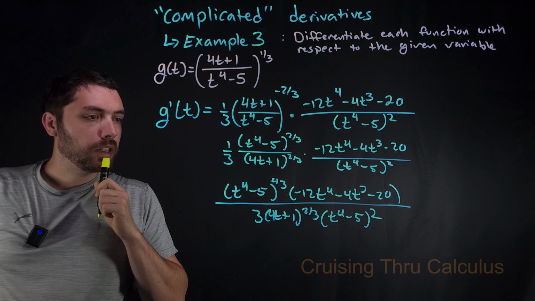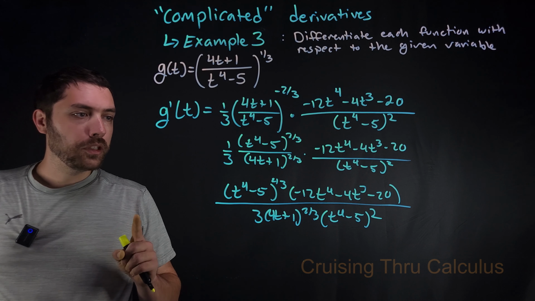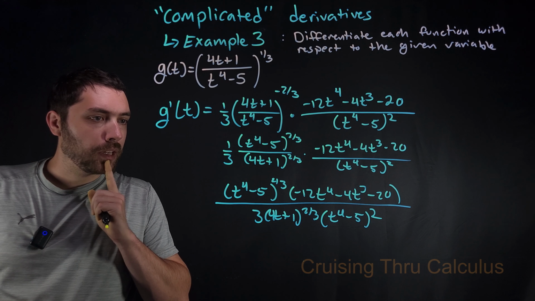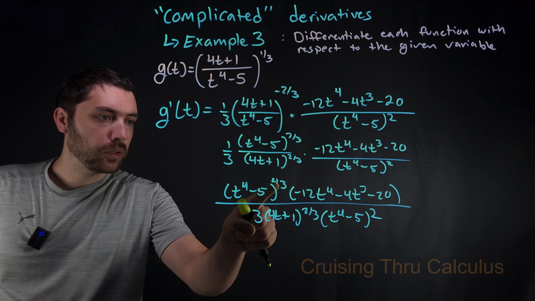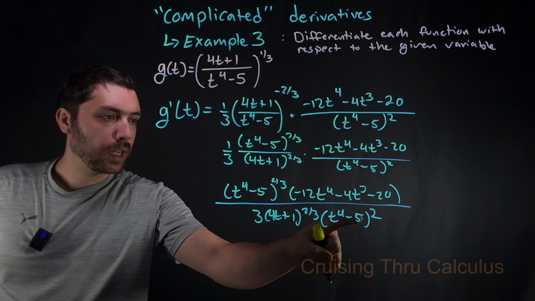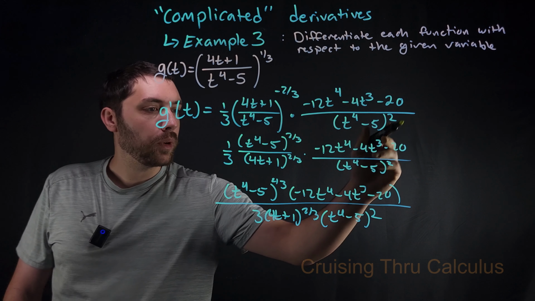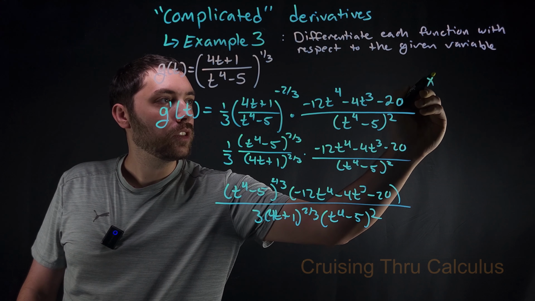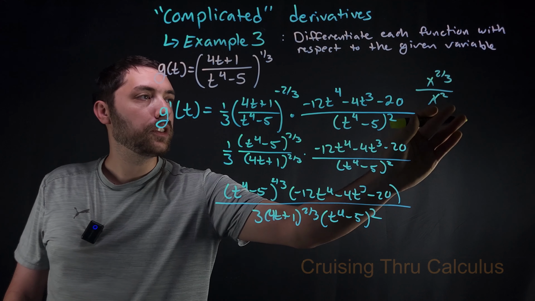All right, now let's take a look and see if there's anything else we could do. And actually, there is one more thing we could do. I was looking at this, thinking about it for a second when I saw it. We have (t to the fourth minus 5) to the 2/3 over (t to the fourth minus 5) squared. Imagine for a second that instead of t to the fourth minus 5, we had something like this, x to the 2/3 over x squared. We can actually simplify this.